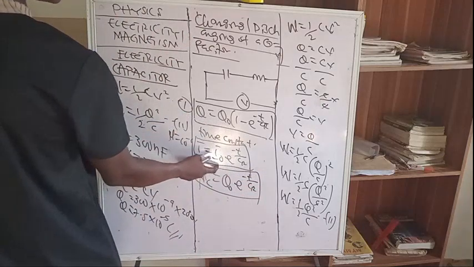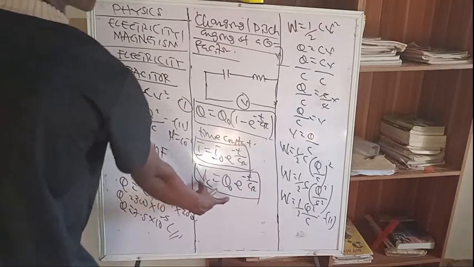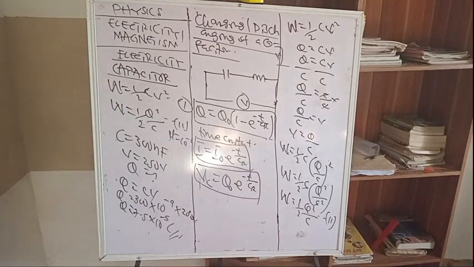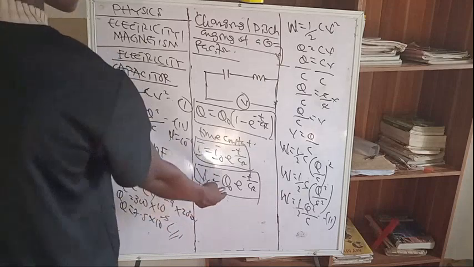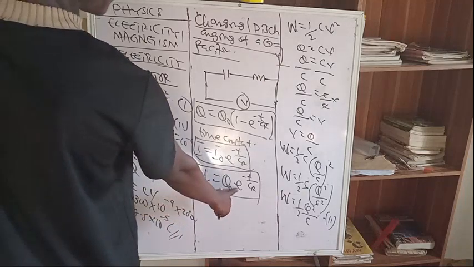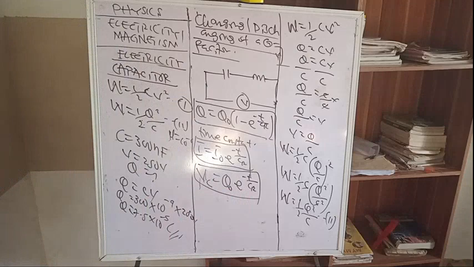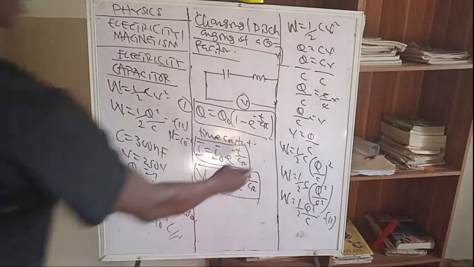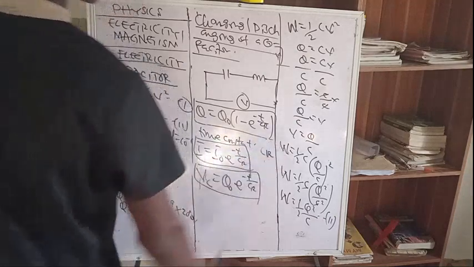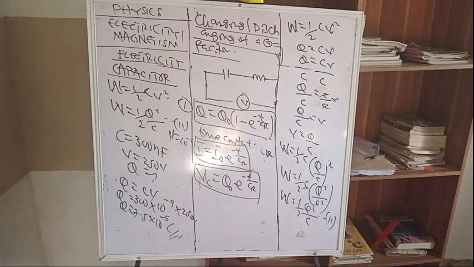This is the current when you are charging the capacitor, and this is what you have as voltage when your capacitor is fully charged. V in the capacitor is equal to Q naught, that is the charge, times e raised to the power minus t, the time taken, over CR. I said CR is the product of the capacitance and resistance, called the time constant. So you can use that.